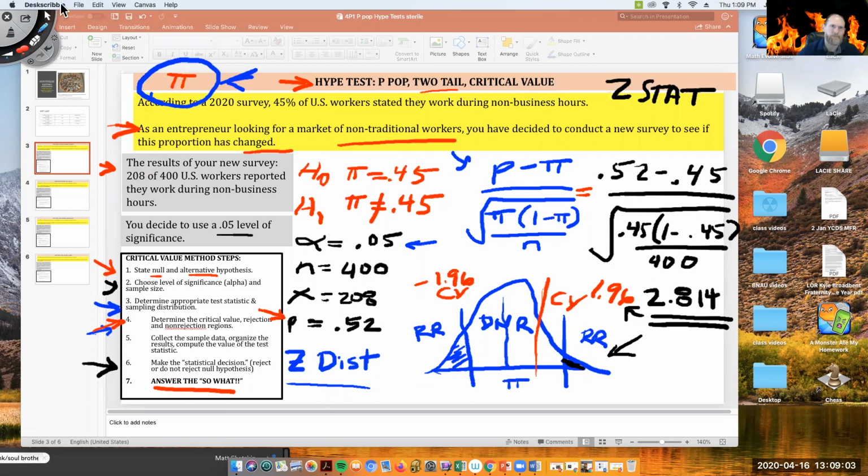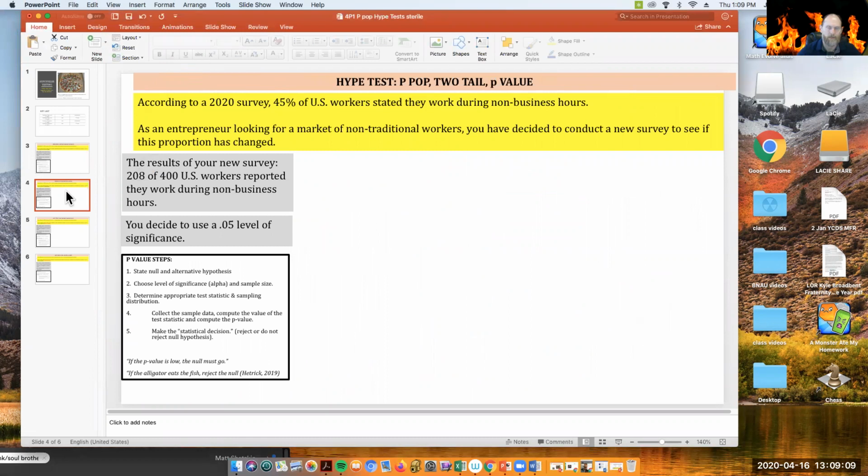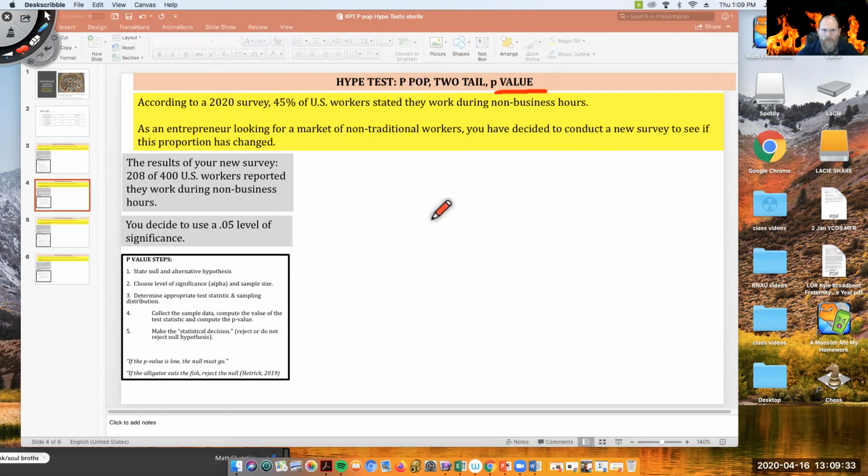So let's get rid of all that. All right. Same problem. Same problem. This time our checklist is a little bit different. So let's go down it. Our p-value steps, remember, the problem is the same, this has changed.